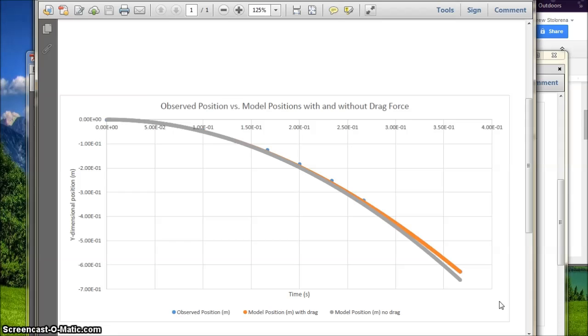And we can also see that the model position without the drag tends to increase in its overprediction here. The reason for this is that the drag increases its magnitude as the speed increases. And so as the speed increases here, the model position without the drag deviates more greatly.